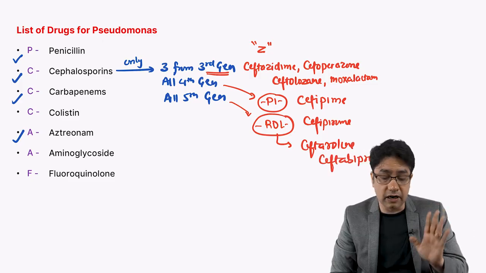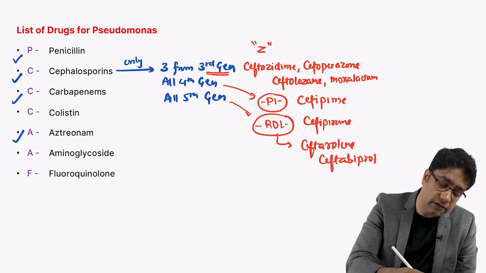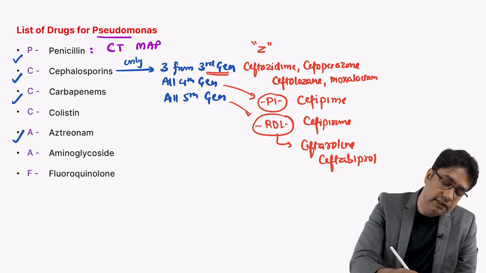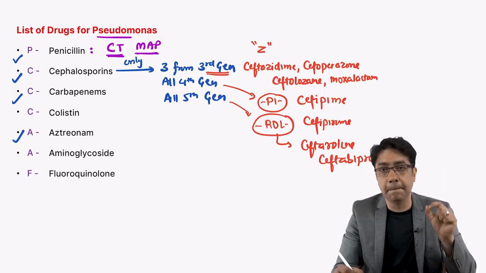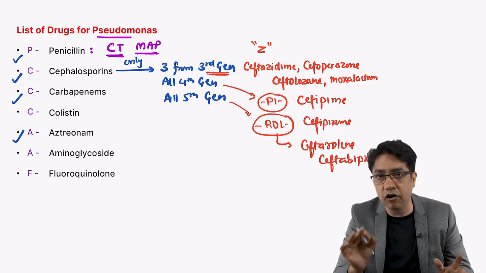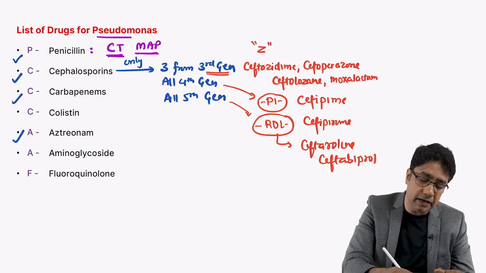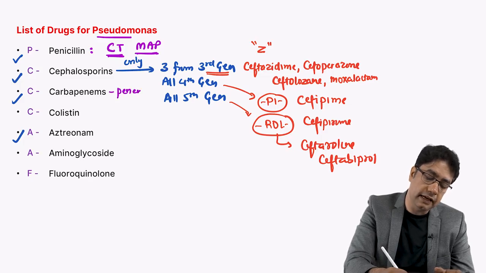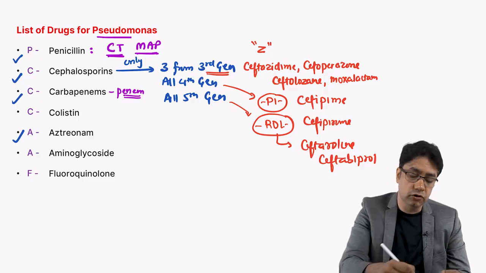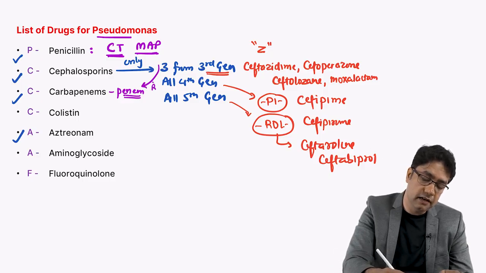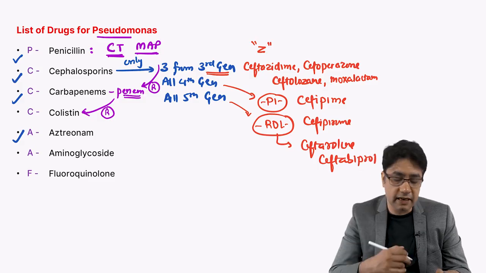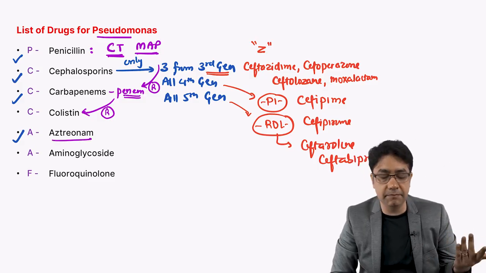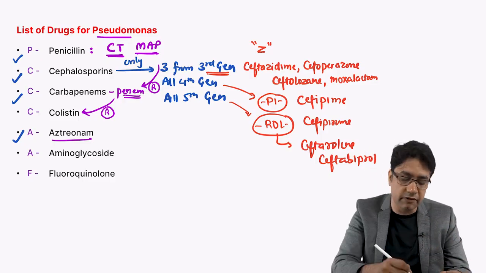ceftobiprole. Now after cephalosporins, which penicillins we have discussed were effective against Pseudomonas? Only CT-MAP. CT was carbenicillin and ticarcillin and MAP was mezlocillin, azlocillin, P for piperacillin. Now carbapenem, any drug will end with the word penem like imipenem, meropenem. So they are given in resistant cases, and in carbapenem resistant cases, we give colistin. Aztreonam is one more beta-lactam which can be given in allergic cases of the above drugs.